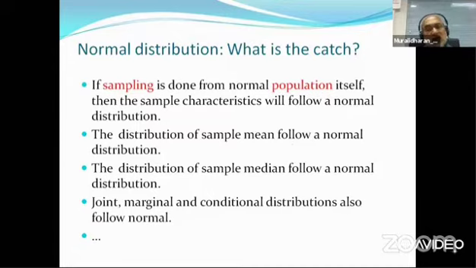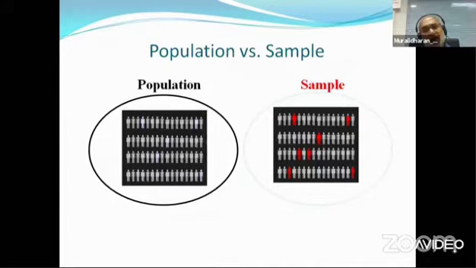If you are doing sampling based on a normal population, then almost all characteristics will follow normal distribution. There are some exceptions as well, which I'm not discussing, but by and large, most of the characteristics will follow normal distribution. And of course, you all know that the sample mean follows a normal distribution. The sample median also follows a normal distribution, but the parameters will be different, that's all. Joint, marginal, and conditional distributions also follow normal. We can have proofs, theoretical concepts are possible.